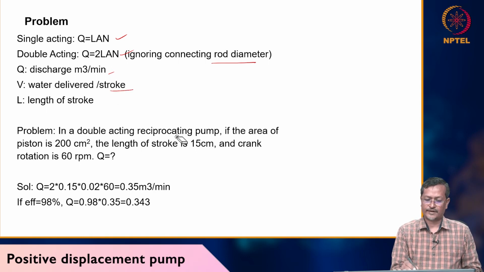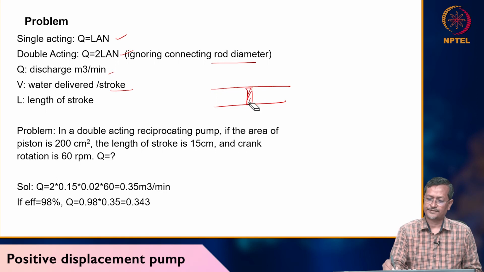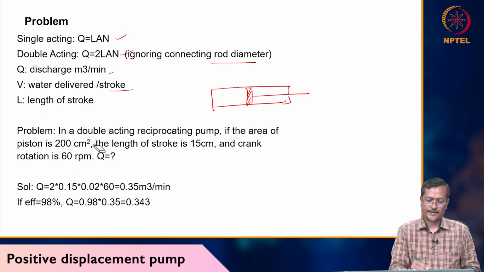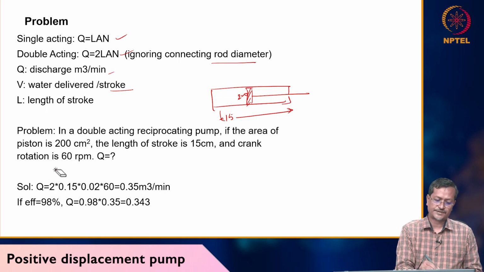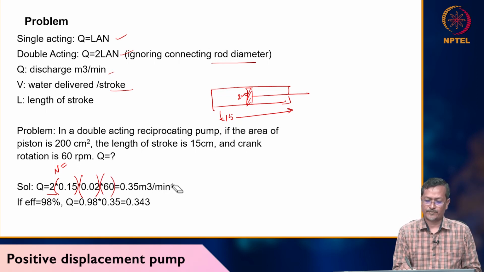So, in a double acting reciprocating pump, if the area of piston 200, so first you draw piston, right, it is like this, right, 200 centimeter area, length of stroke 15, okay, crank rotation 60 rpm, N is giving 60. So, for double acting, so 2 into 0.15 into 0.02 into 60, so it is giving 0.35.